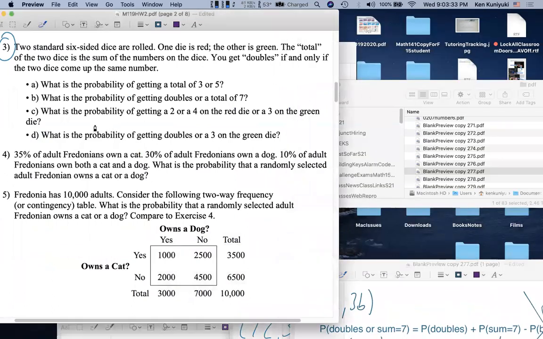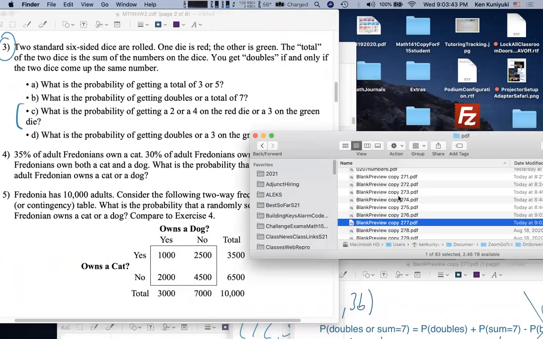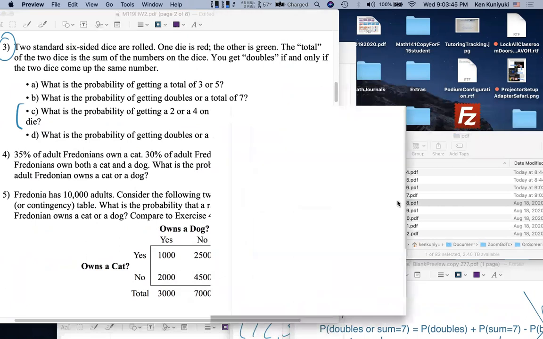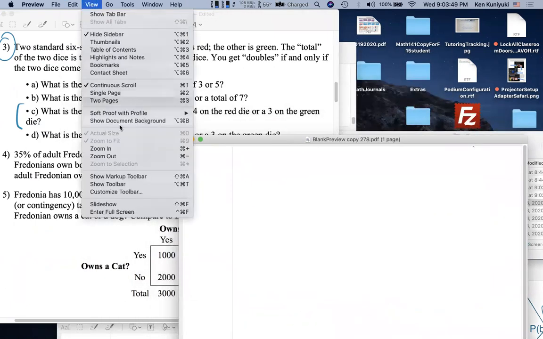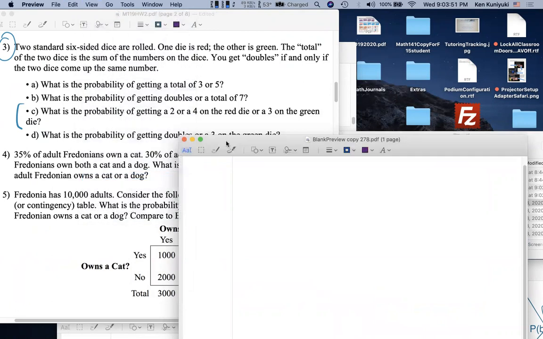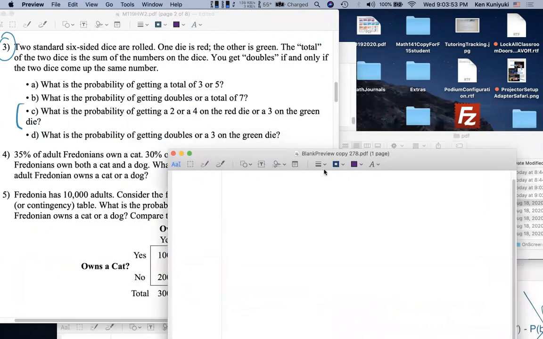All right. So C now. What's the probability of getting a 2 or a 4 on the red die or a 3 on the green die? I highly recommend a grid. It's hard to do without that grid. Although I don't need the totals anymore, so I'm not going to put the totals. I'll just put the basic grid here, the marginals.